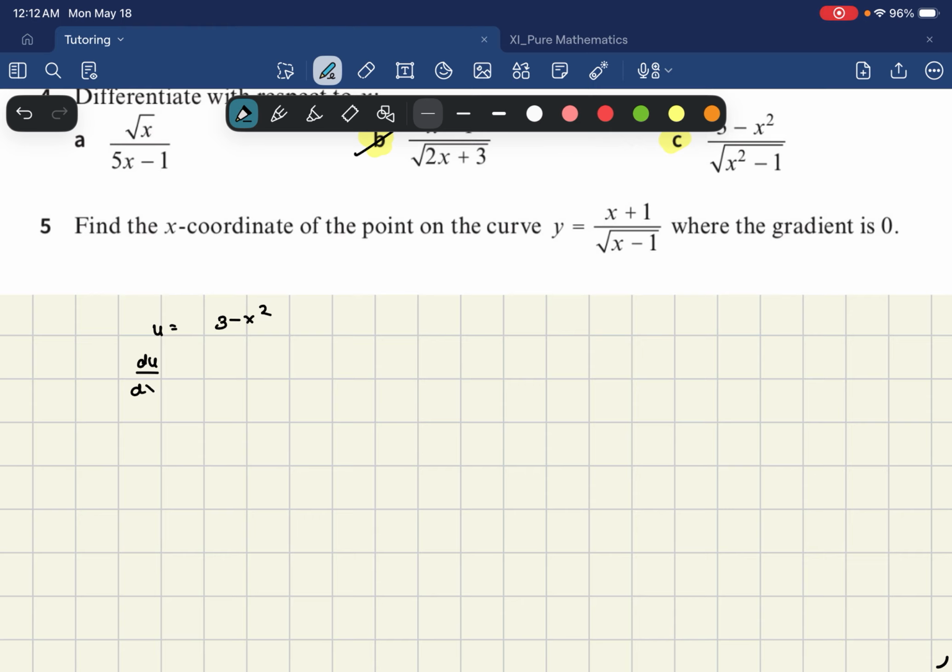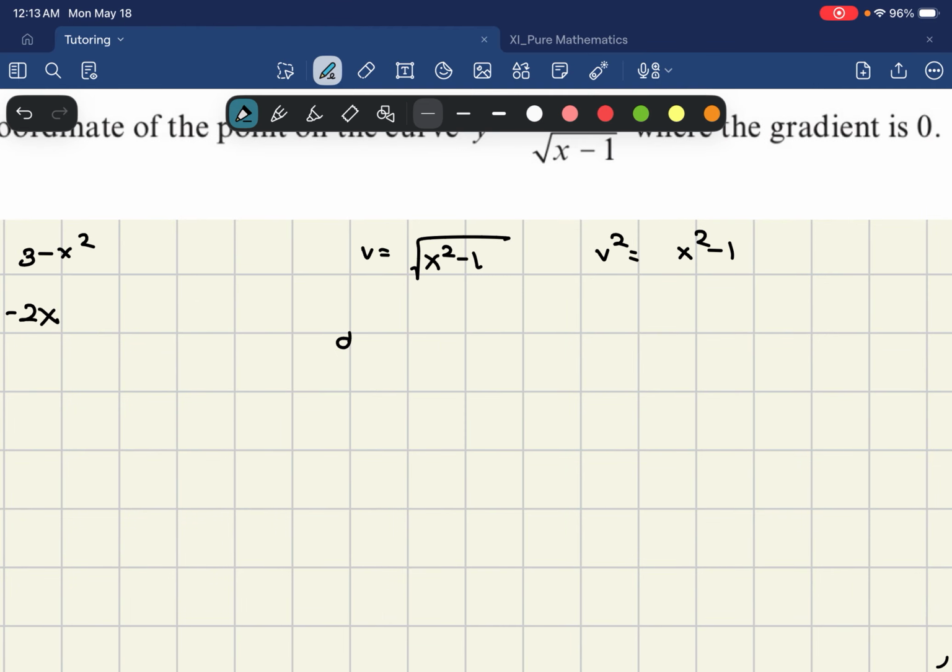du by dx is going to be, if I differentiate this, minus 2x. And I encourage you to do the differentiation on your own. V in my denominator is the square root of x squared minus 1. V squared is going to be x squared minus 1, so the square root is going to go away. dv by dx is going to be d by dx.